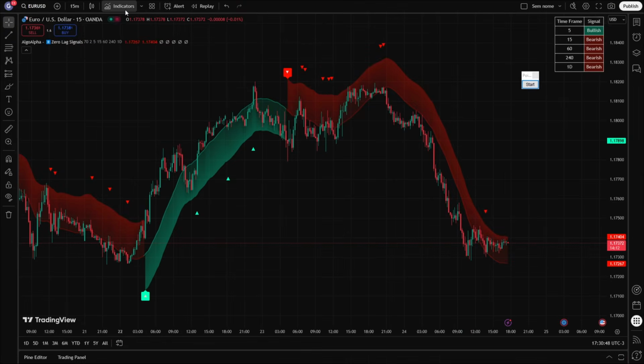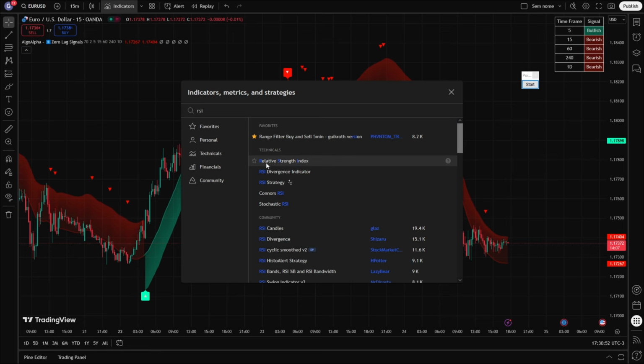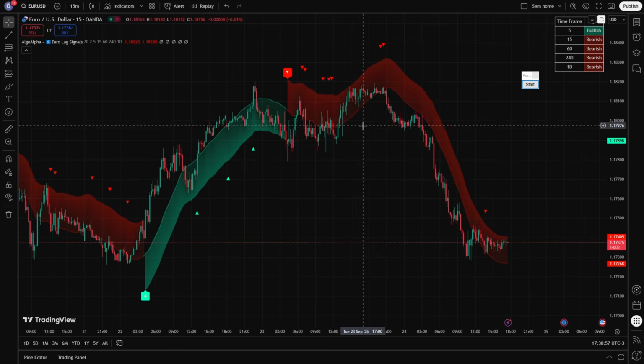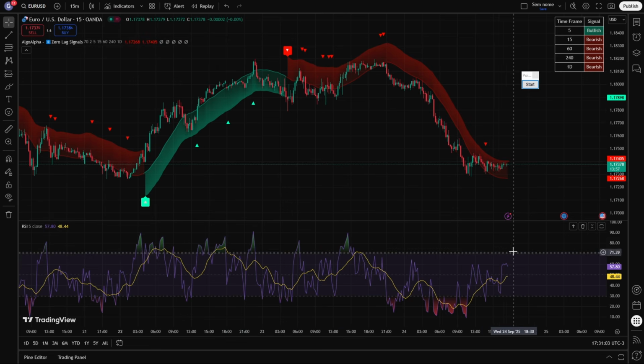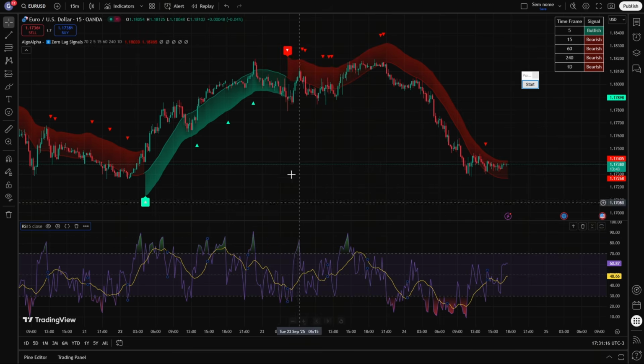For this purpose, we will once again go to the indicators and search for RSI. We're going to add this option here, which is the Relative Strength Index. Let's confirm it. It will then appear right here on the chart. You'll navigate to the RSI settings, input a period of 5 as seen here, and then confirm by clicking OK.